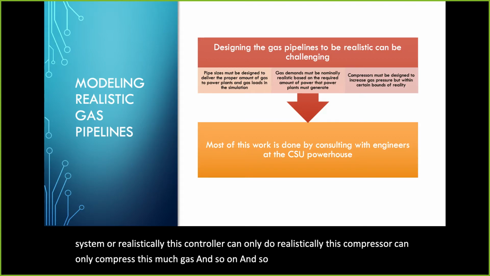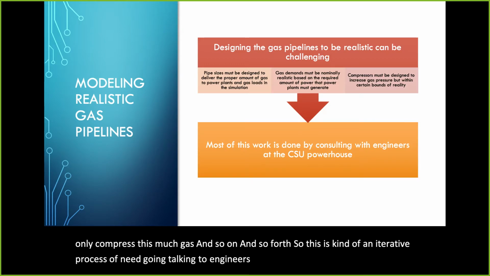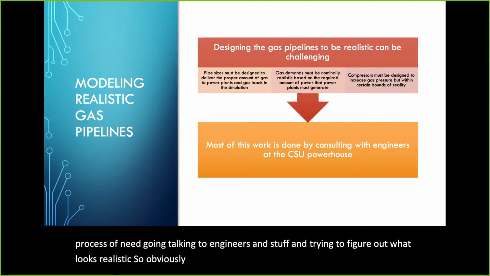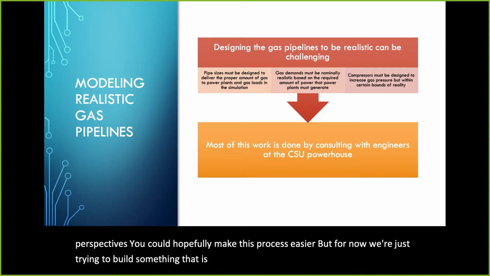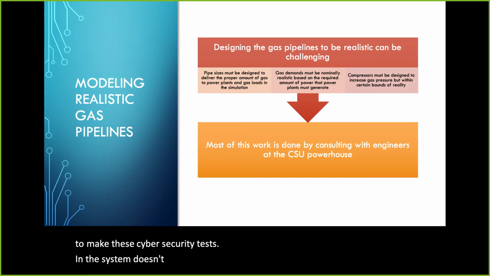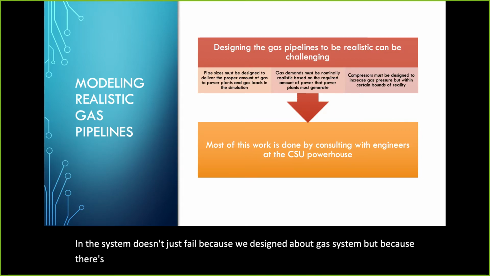So this is kind of an iterative process of me talking to engineers and trying to figure out what looks realistic. Obviously in future work, if you have the right engineering perspectives, you could hopefully make this process easier. But for now, we're just trying to build something that is realistic enough that we can start to make these cybersecurity tests, and the system doesn't just fail because we designed a bad gas system, but because there's actual cybersecurity or control flaws in the system.